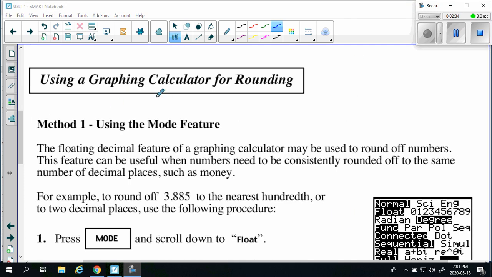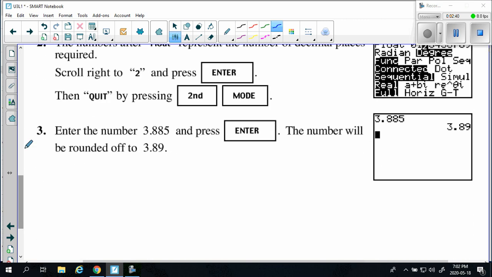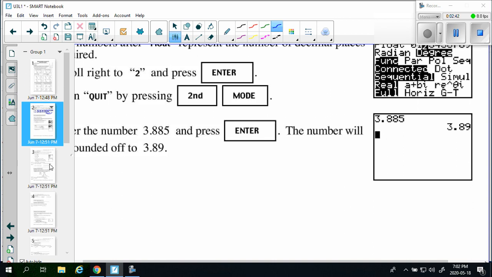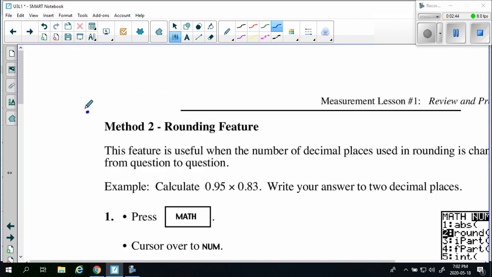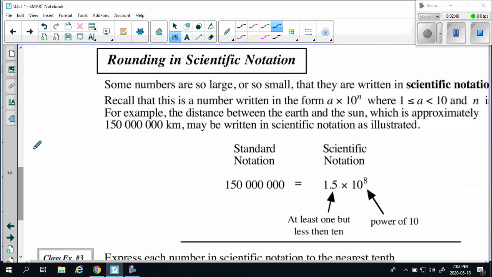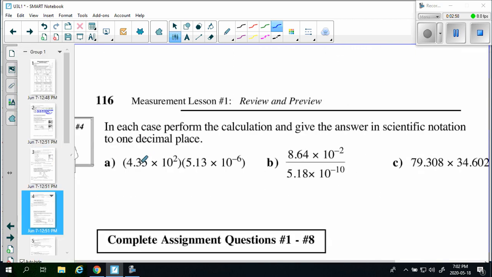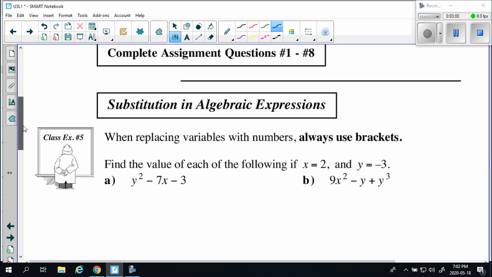You do not need to know how to use a graphing calculator to round. You can do it in your head. So if you're interested, it's here, but it's not expected that you know how to do that. It's often going to be much, much faster just doing it in your head. Rounding in scientific notation. We are not doing scientific notation in this course, so you will not be tested on it, but it is relevant if you are doing science, especially physics. So I'm not going to cover that right here.